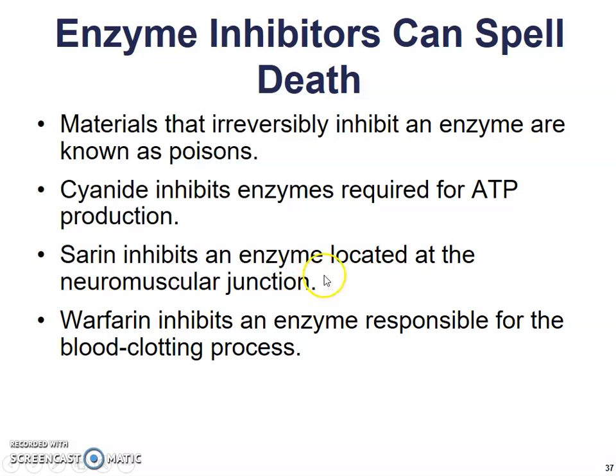Sarin inhibits an enzyme located at a neuromuscular junction, which means your muscles don't work right. And warfarin inhibits an enzyme responsible for blood clotting processes. So warfarin is used as a blood thinner.